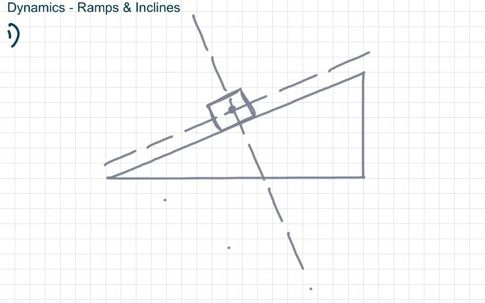Now, one thing to remember is that no matter what the angle is of your ramp, the weight is always going to point straight down. So there's our weight pointing straight down. They call it Fw in this case. I like to call it Fg, force due to gravity. That's the weight.